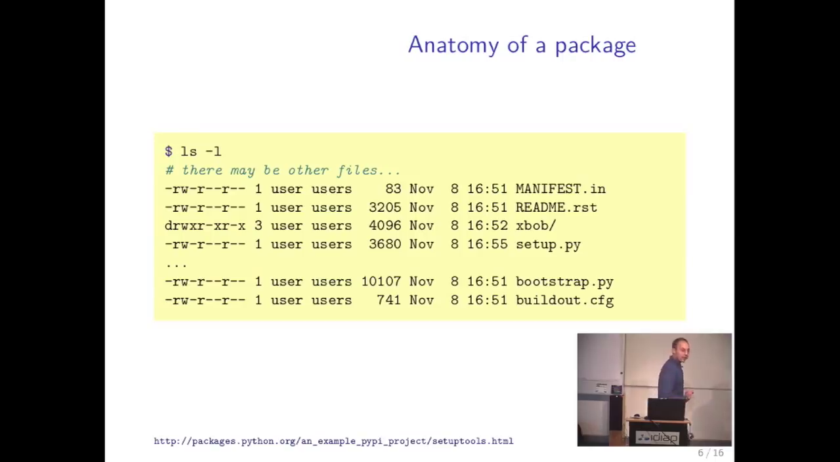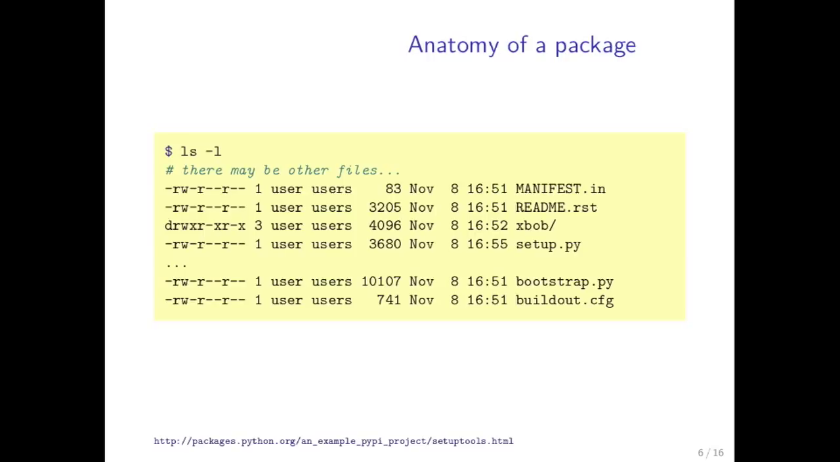If you do an ls -l using the terminal again in that directory, what you're going to see is a bunch of files. There may be more files than the ones I'm displaying here, but I'm going to focus your attention just on these 2 sets. The first set of files compose the package description. There is a manifest file which tells which files within the package should be packaged with the package. This is useful for the Python packaging system.